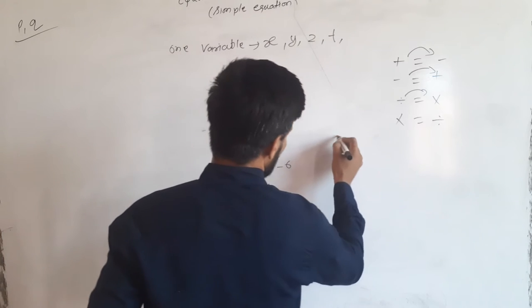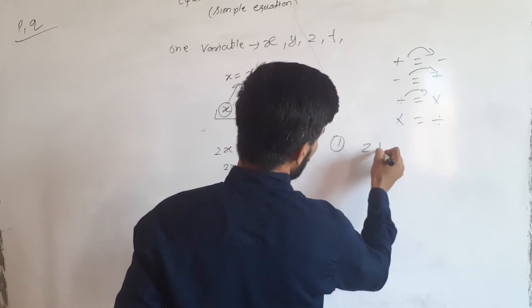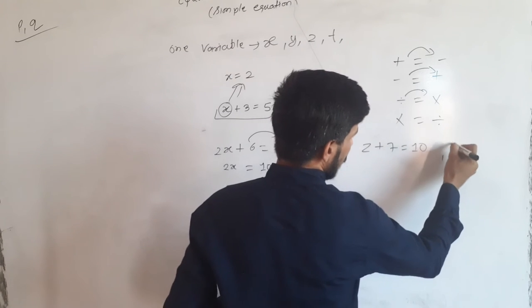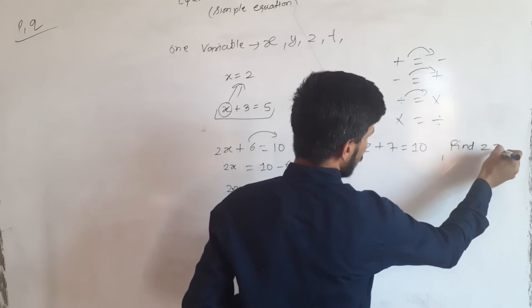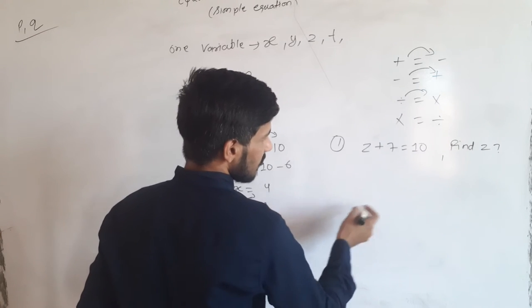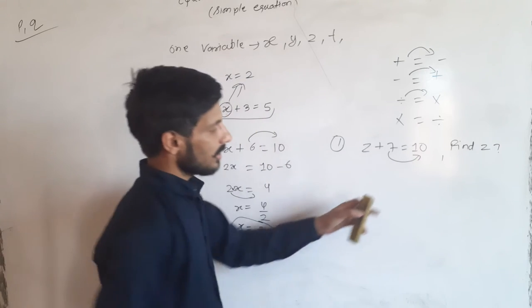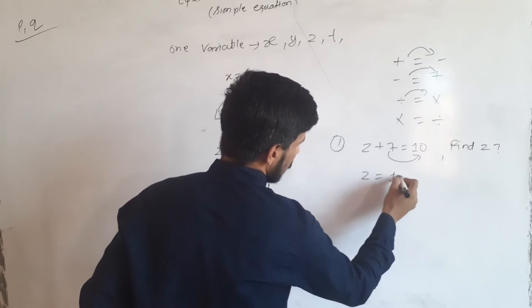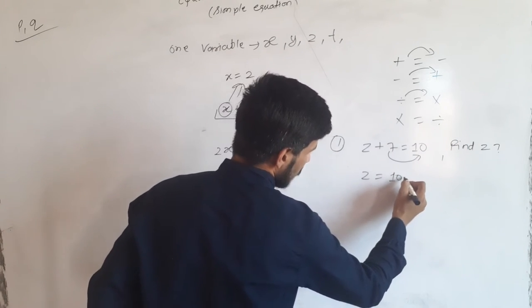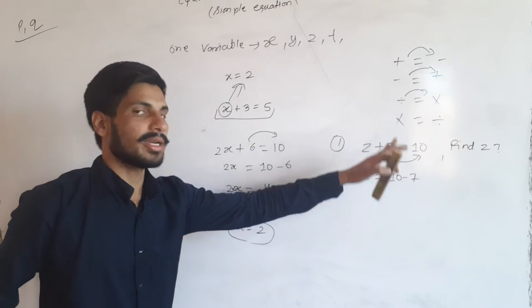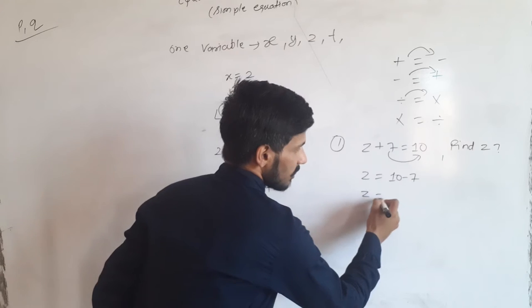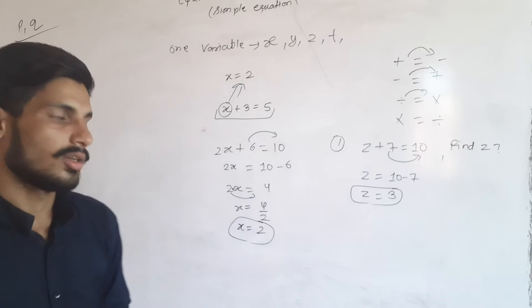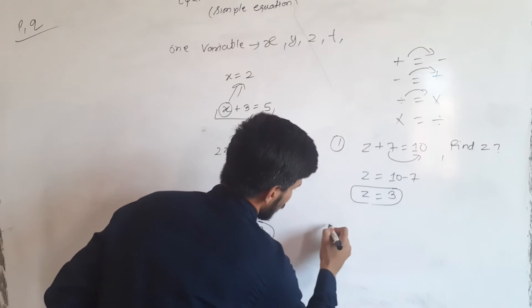Okay, so another question is, z plus 7 is equal to 10 is given, and it is written to find z. Okay, we know that we have to transfer 7 to that side. So z equals 10, and if 7 goes to that side, that will be minus. So 10 minus 7. Okay, so z equals 3. We easily find z equals 3. And this is an easy question.